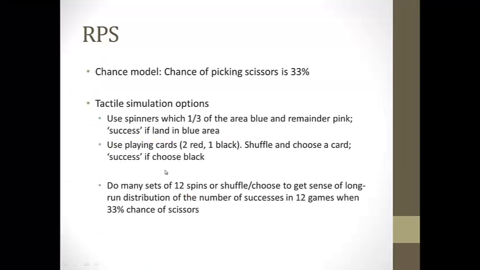Tactile just means by-hand simulation options. You could use spinners like you would have in a board game. You could also use playing cards. In this case, you could have 2 red cards and 1 black card. You could shuffle those up and randomly choose a card. If the card is black, that would represent choosing scissors, a success. If it was red, it would represent not scissors. So we're going to do many sets of 12 spins or 12 shuffles and choosing the cards to get a sense of the long-run distribution of the number of successes in 12 games when there's a 33% chance of choosing scissors.